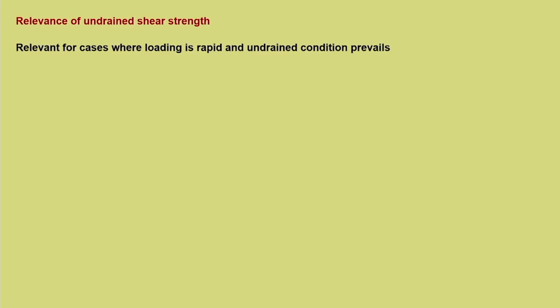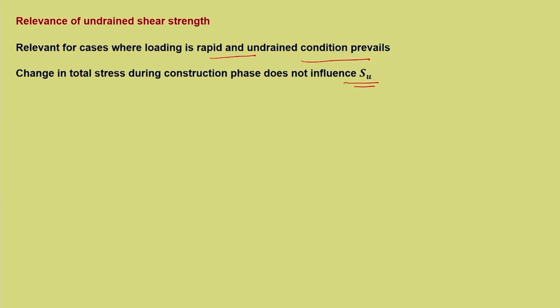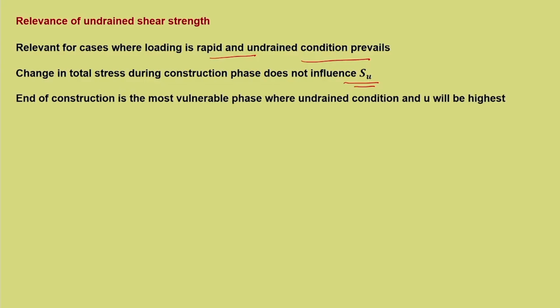Now, what is the relevance of undrained shear strength? It is relevant for cases where loading is rapid and undrained condition prevails. SU, which is the undrained shear strength. So, change in total stress during construction is not going to influence whatever is the strength that is available. End of construction is most vulnerable phase where undrained condition prevails and U will be highest. So, UU shear strength is more relevant for such cases when there is end of construction phase.